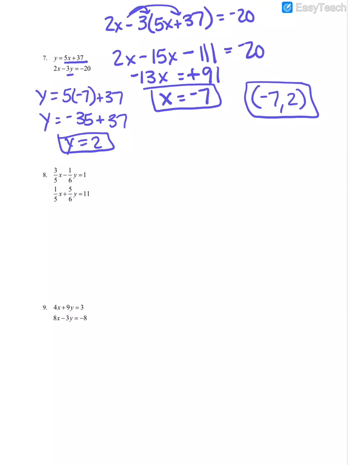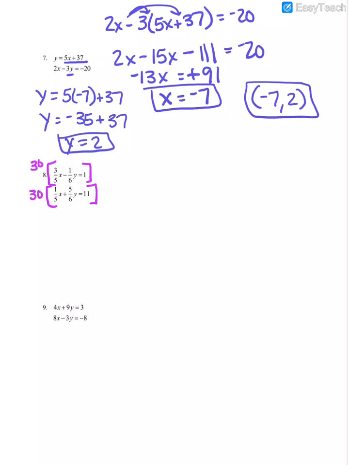All right, number 8's a little tricky because there's lots of fractions. So let's get rid of the fractions first. If I want to get rid of the fractions, they both have a 5 and a 6. So I'm going to multiply both equations by 30 to make my life easier.